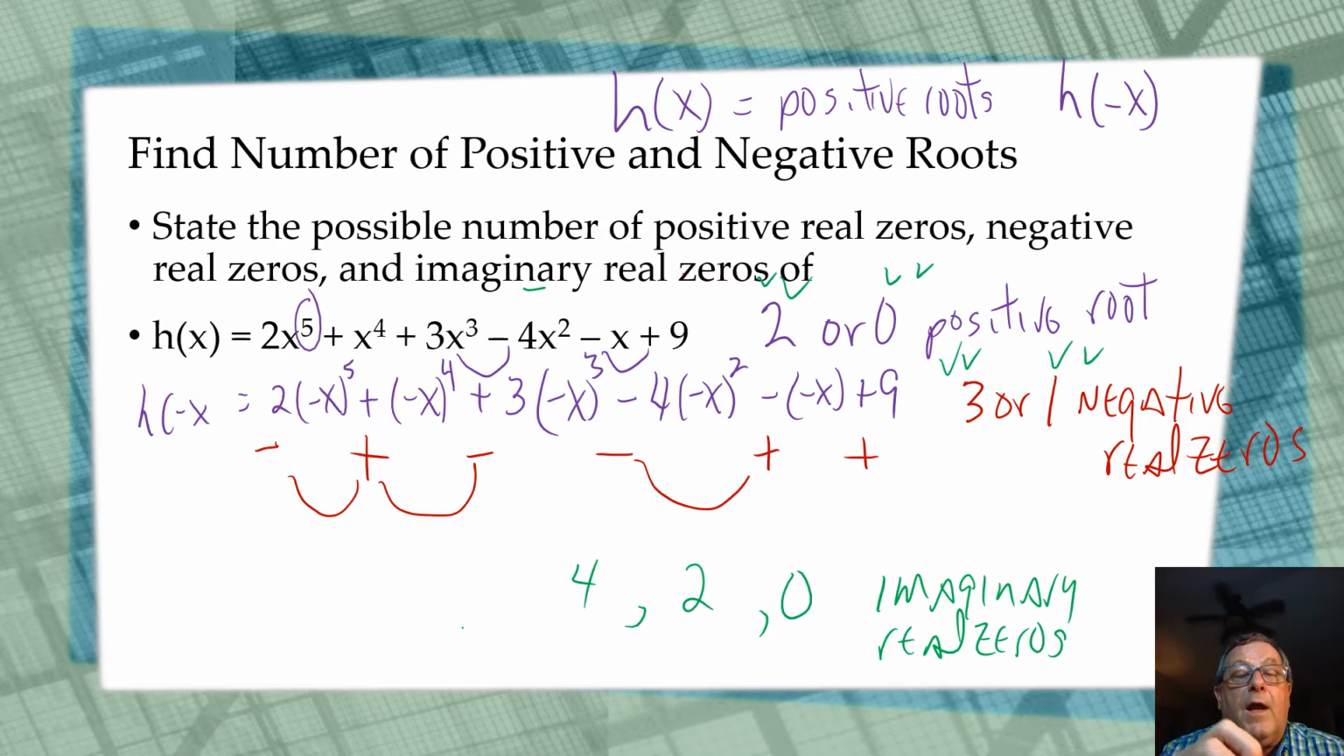So here's the thing. When I go to h of negative x, if the exponent is odd, it's going to change the sign of the term. If the exponent is even, the sign of the term will remain the same. I count the sign changes, take that number, less 2, all the way down, as long as I don't go below 0. Those are my possibilities. And in this case, it was 2 or 0 positive, 3 or 1 negative, and 4, 2, or 0 imaginary.